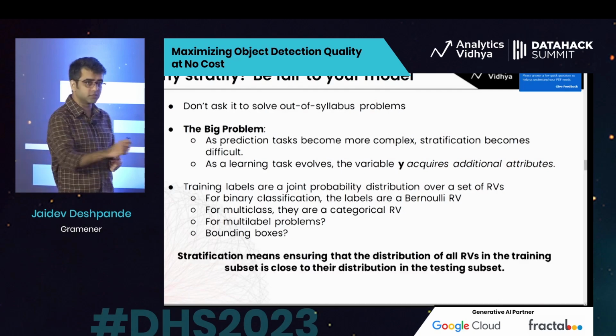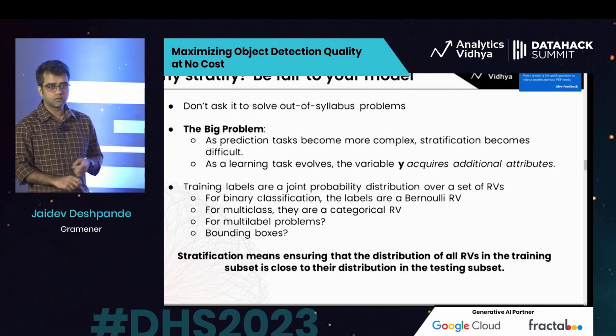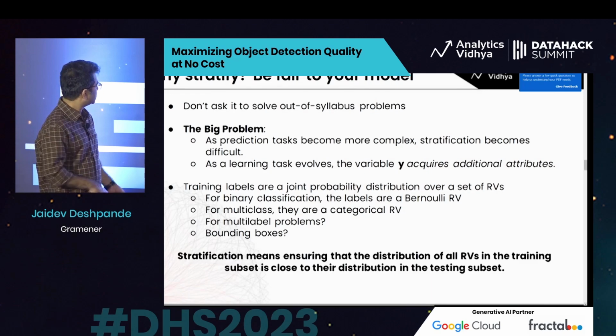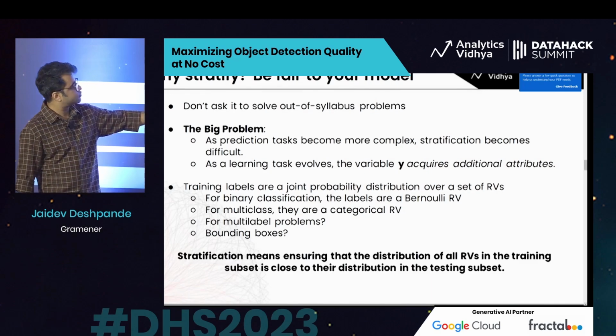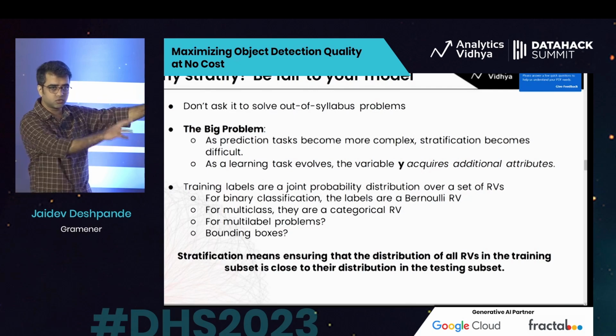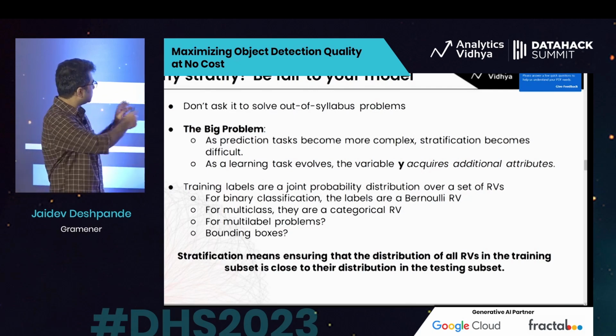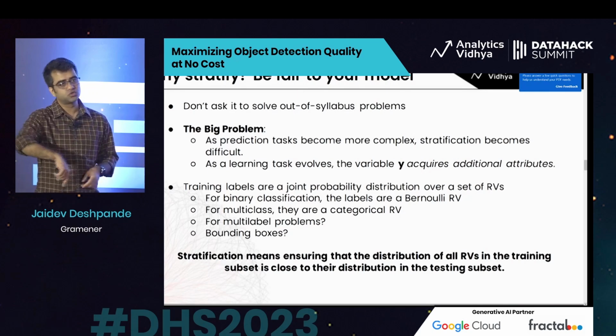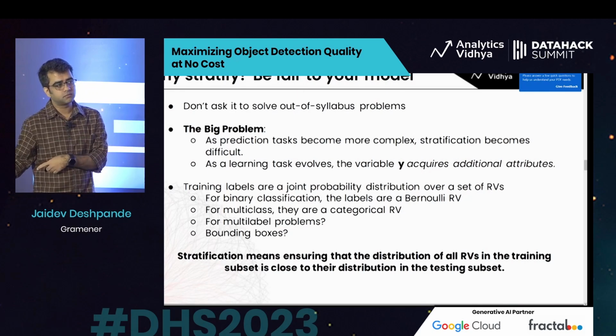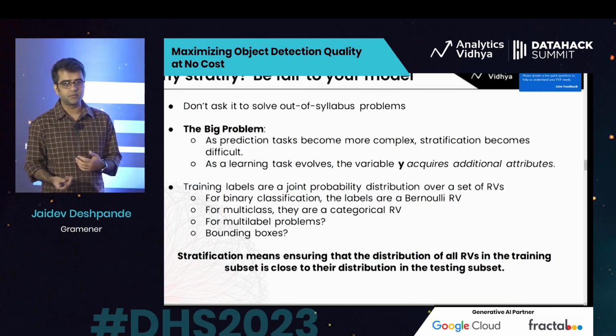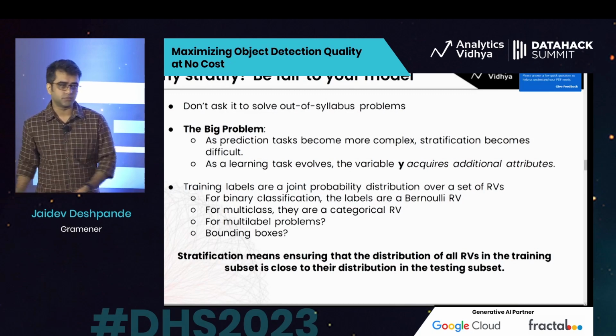But here's the big hypothesis which we are going to test through multiple experiments: that stratification means ensuring that the distribution of these RVs, the ones that you choose to define on your training data, in the training subset is close to the corresponding distribution in the testing subset. If that doesn't happen, there is imbalance, the model won't learn, there'll be overfitting and all of those typical problems.